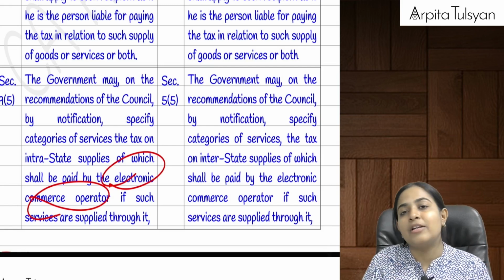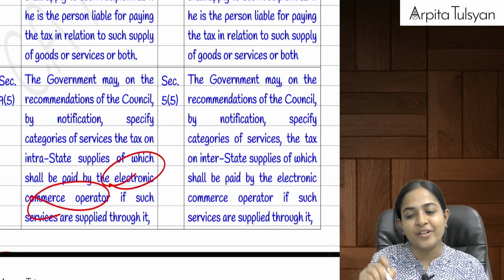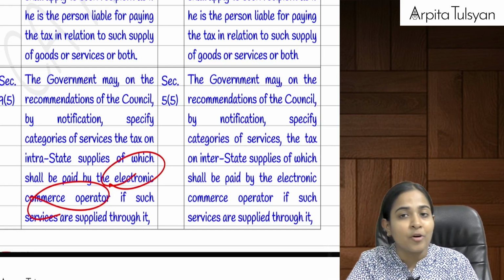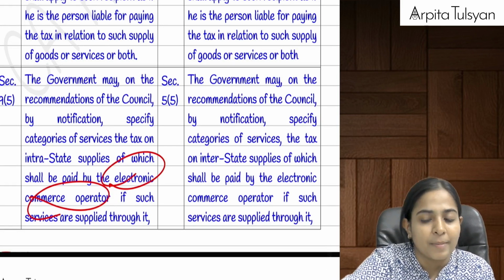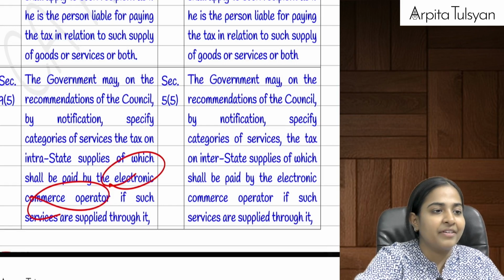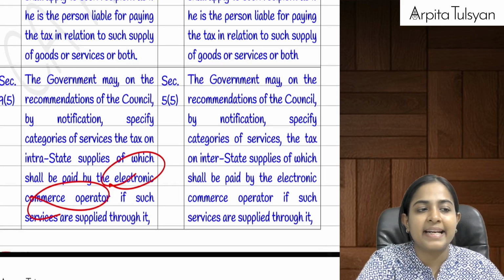Again, on this e-commerce operator, we have a separate concept in this chapter only, which we are going to discuss further. So 9(3) and 9(4) both talk about reverse charge mechanism, and section number 9(5) talks about e-commerce operator, which will be discussed separately. Are you clear with this, everyone? Are you clear till here? Yes, this was a basic introduction part.